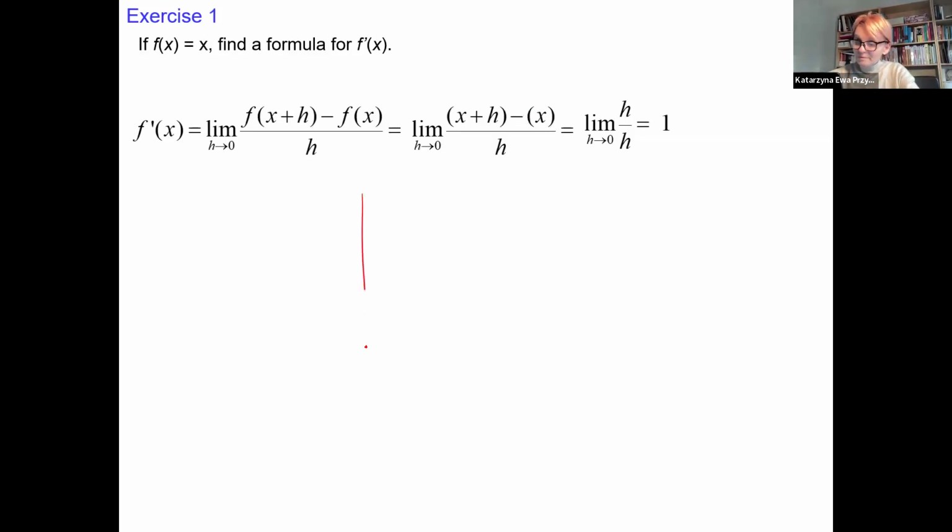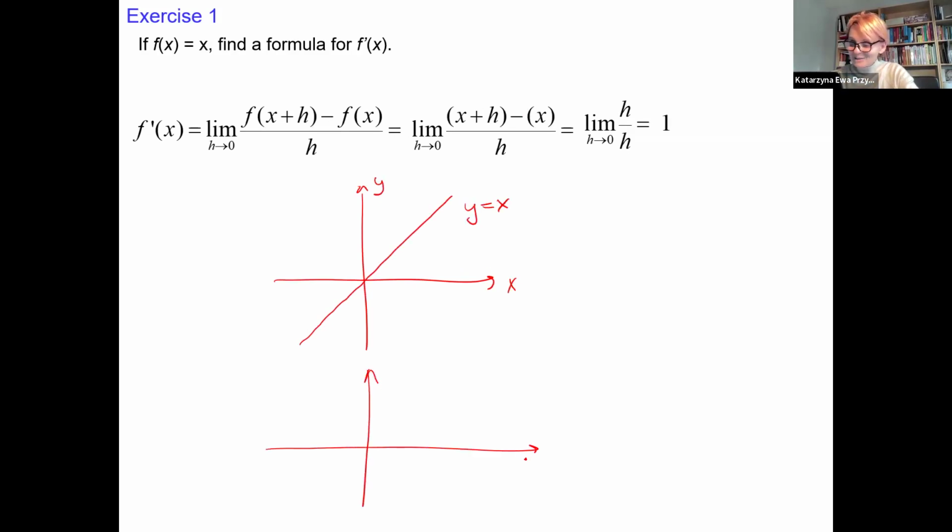What we will also do, maybe I can do it really quickly in between. This is function x. Let's say x. That's x and y. And since we are finding a derivative as a new function, we can also draw this function. And now the derivative of x is 1, which is just a constant function. Right? Because we have to know the connection between the graph of the function and the graph of the derivative.